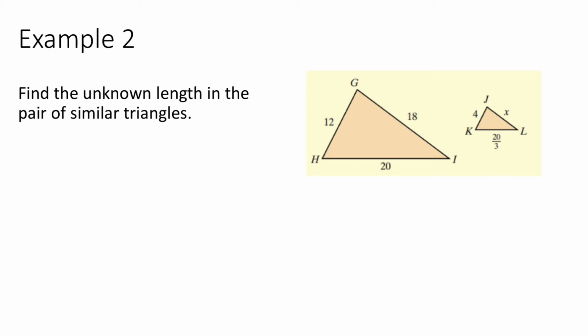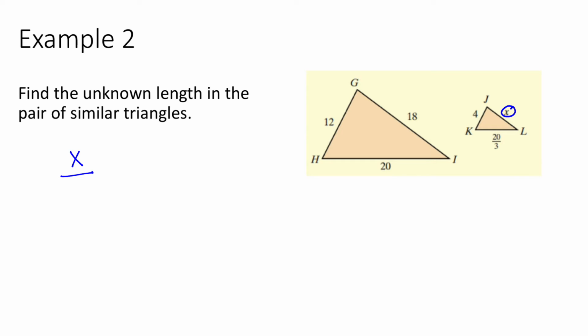So here we want to find the unknown length in the pair of similar triangles. So the unknown length is x. So we're going to start with that. That's going to be A for me, because we definitely have to have that in the problem.